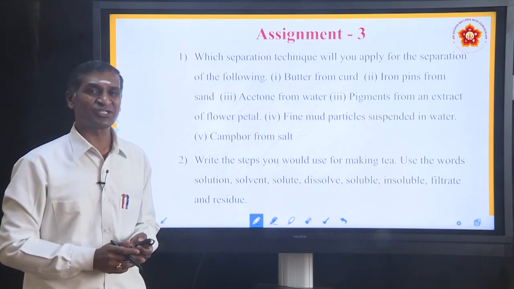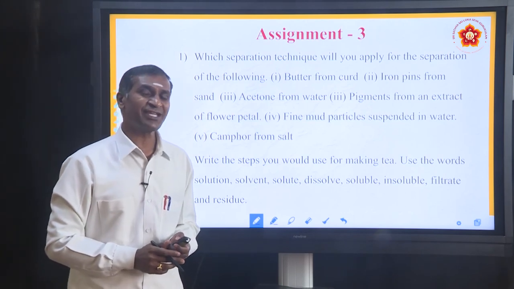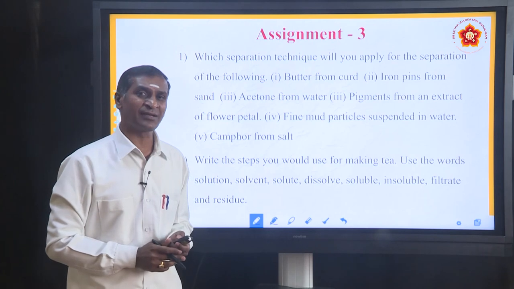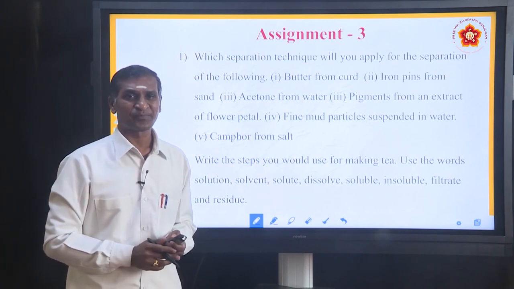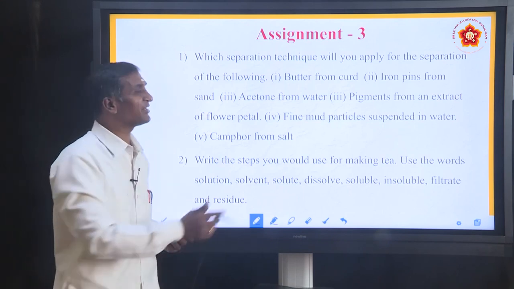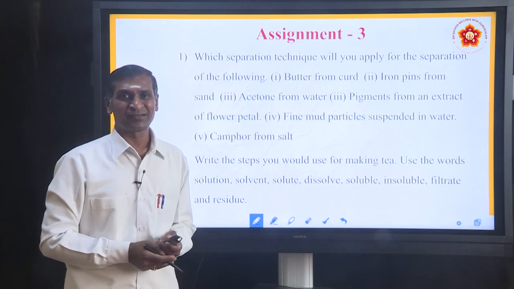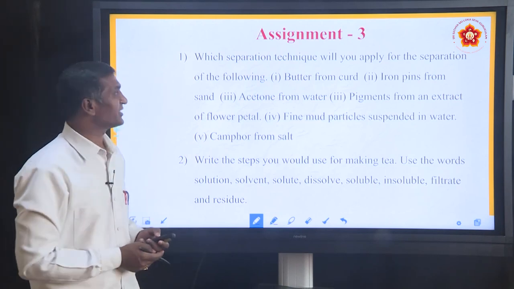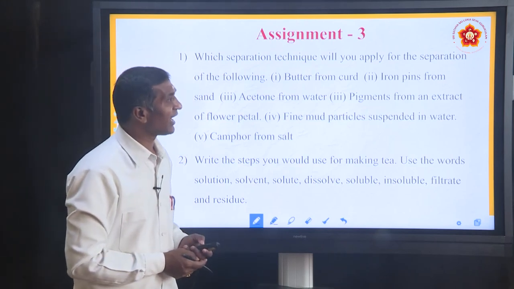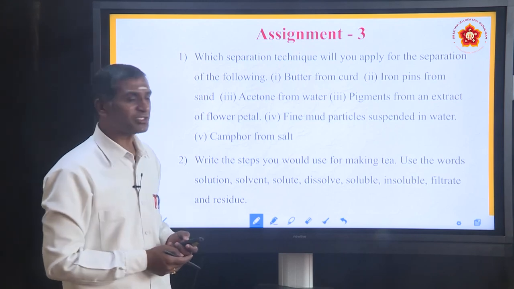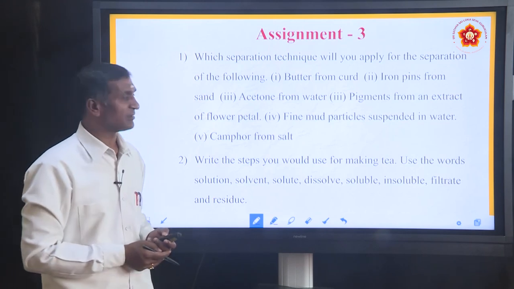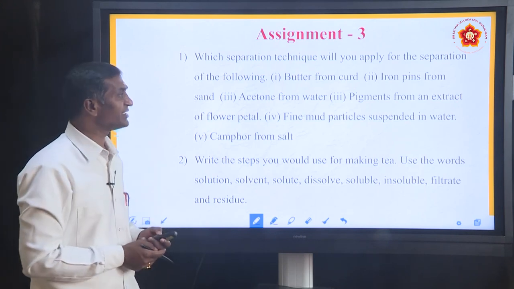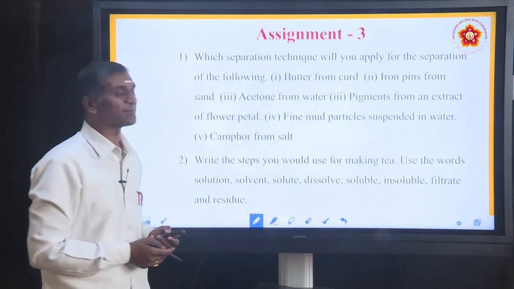Assignment 3. Dear students, in today's class we have understood separating various substances with a few methods at the 9th standard level. To retain that, here you have assignment 3. First question: which separation technique will you apply for the separation of the following? Butter from curd, iron pins from sand, acetone from water, pigments from an extract of flower petals, fine mud particles suspended in water, camphor from salt. You have to name the method used to separate these mixed substances.